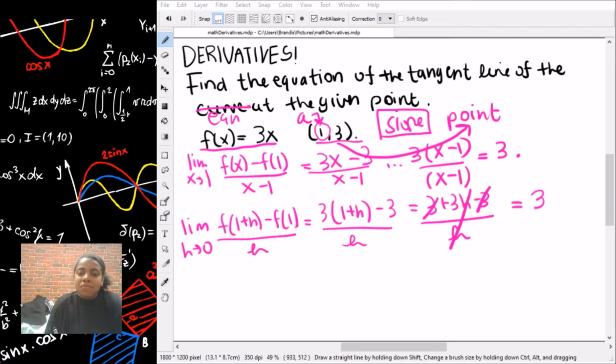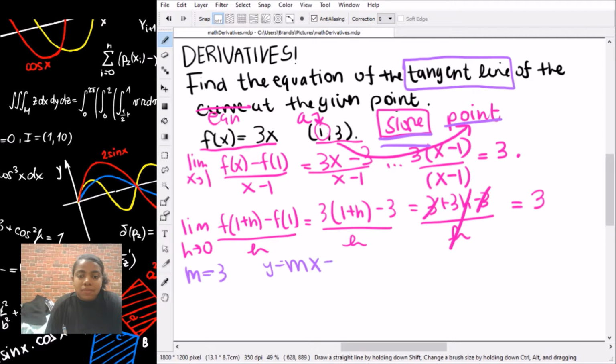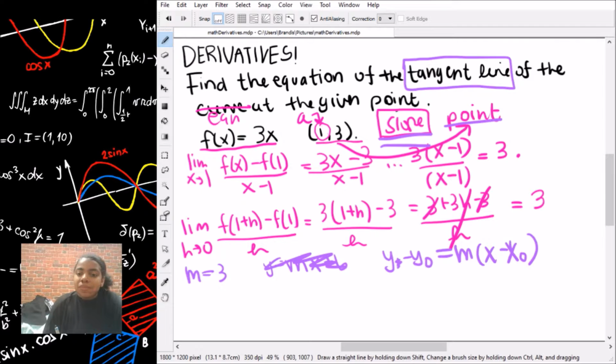All right, we found the slope, but we needed to plug it in to get the tangent line since that was our goal. So our slope is 3. We can just plug it into y equals mx plus b. Or if you like the point slope, I kind of like the point slope more, to be honest. y minus y0 equals m times x minus x0. I mean, you just go for it. I like this way better, to be honest. It's just easier. Okay, so you just plug it in.